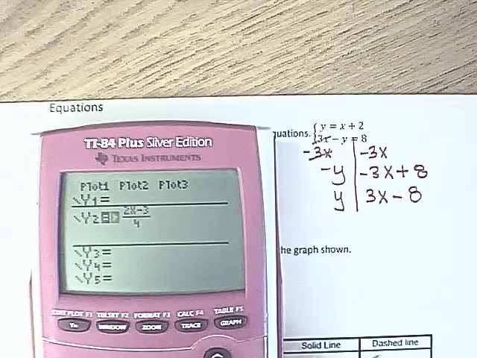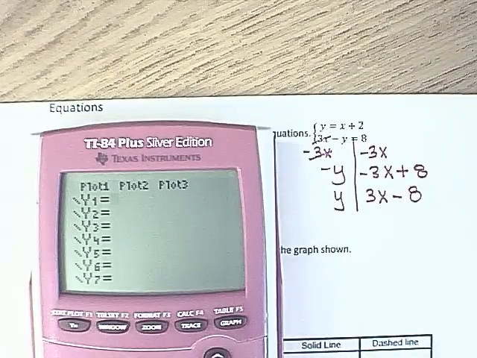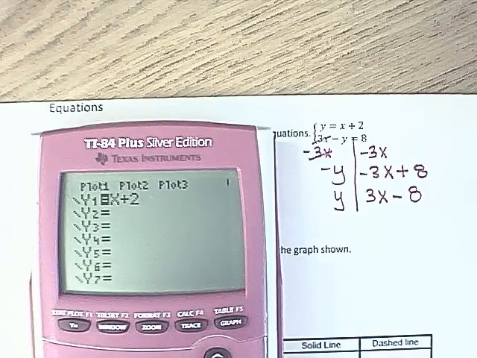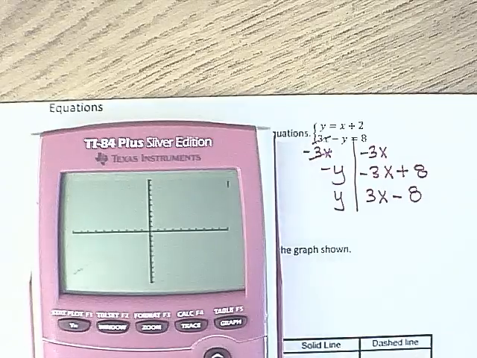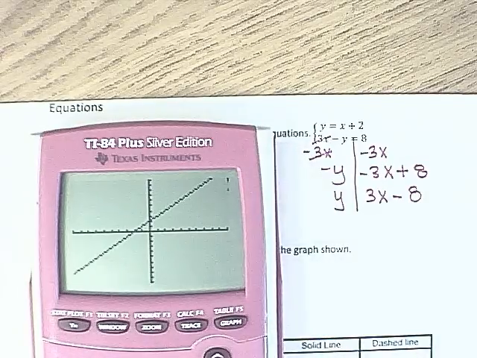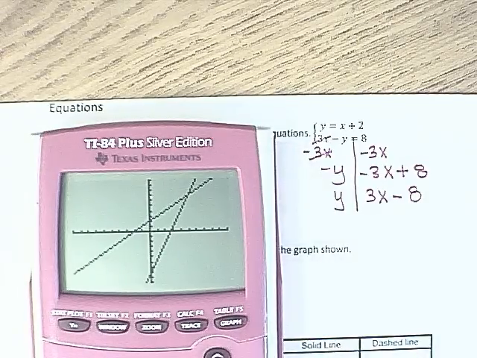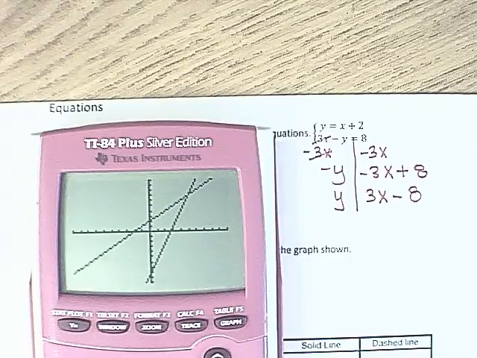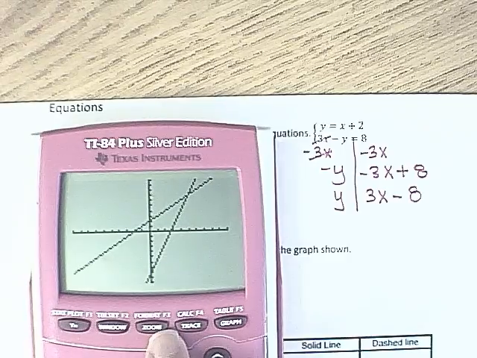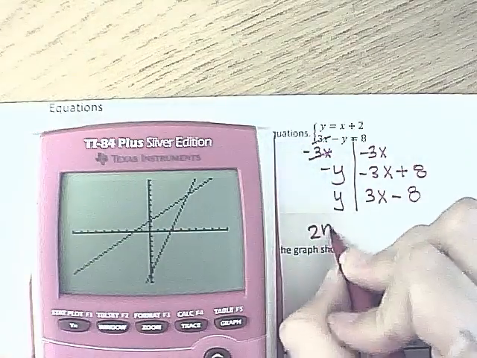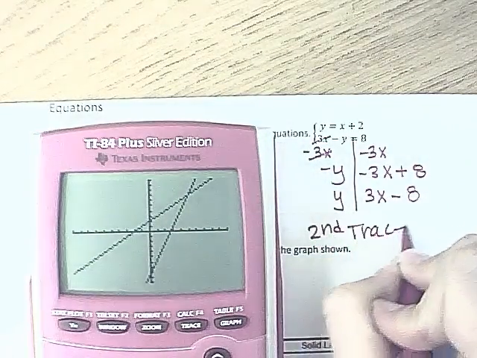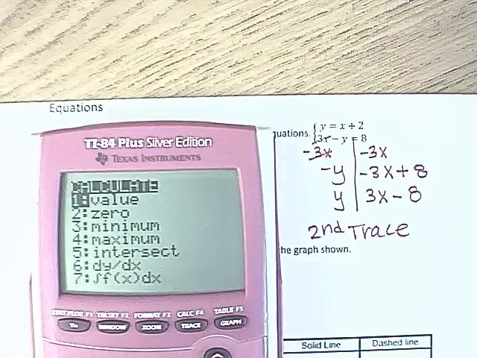If something's already in y equals, you can just clear that on out. I'm going to put my first equation, x plus 2, and my second equation, 3x minus 8, and I'm going to graph them. Hopefully they'll be in the screen, but you'll remember that if they're not, we can always zoom out using the zoom function on our calculator. After we've done that, the buttons we need are second and trace. And I think from there you'll remember what to do.